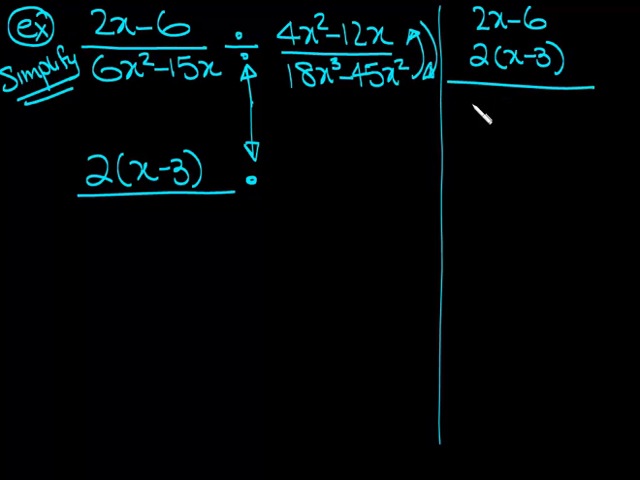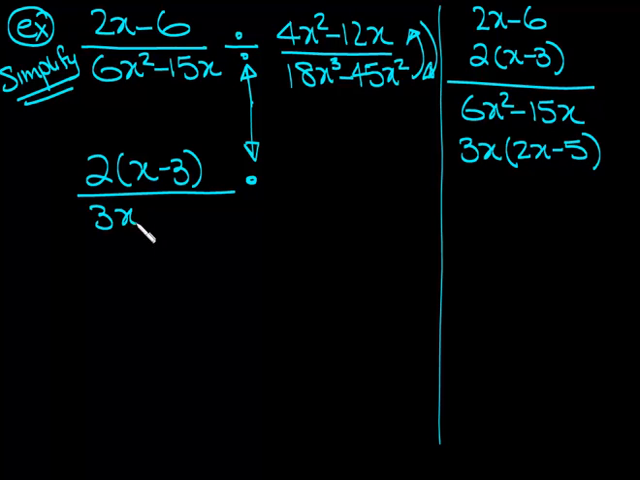Then I factor the next one. I have 6x squared minus 15x. What's common in these two terms? There's a 3x common. So I'm left with 2x minus 5. So I'm left with 3x times 2x minus 5.